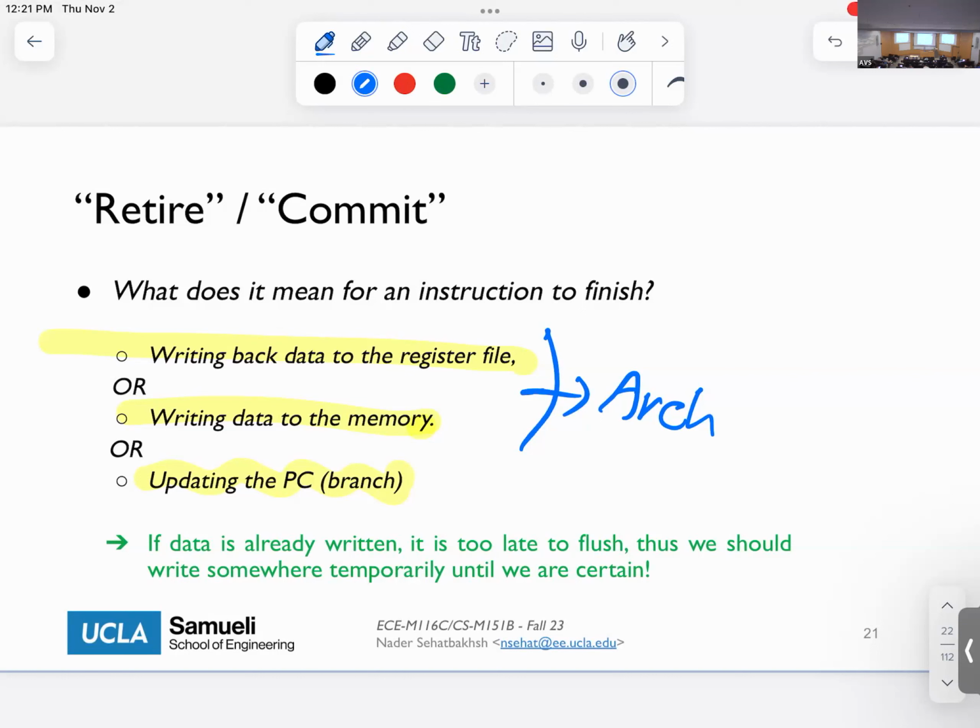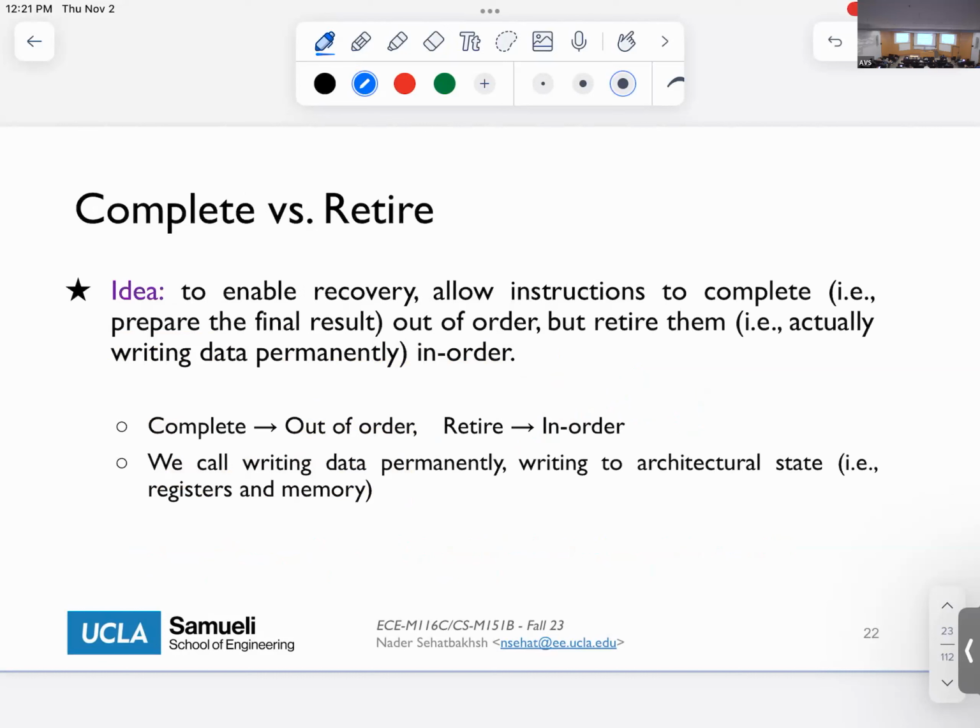So retire only happens when we have made sure that this instruction has to be executed, versus complete, which is when we wait because we are not sure whether this instruction should really be retired or flushed out. Okay, I give a little more explanation in lecture 10, so watch that to review this. This is where the first thing in out-of-order execution comes into play: the difference between what we call complete and what we call retire.